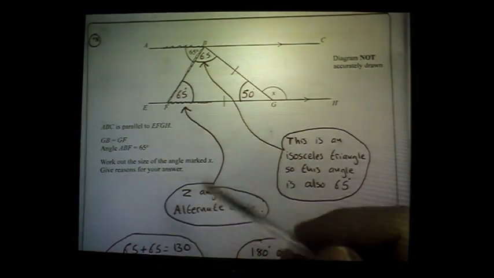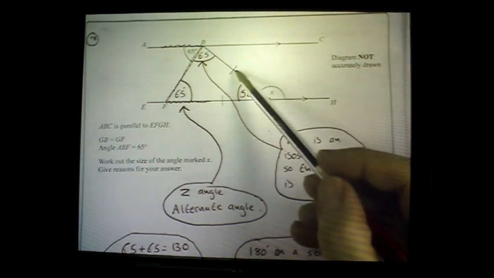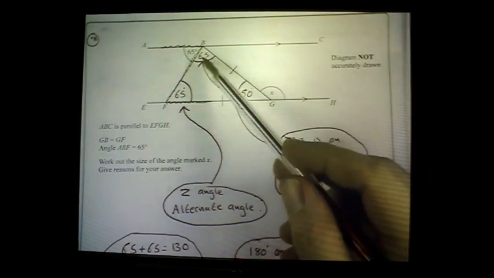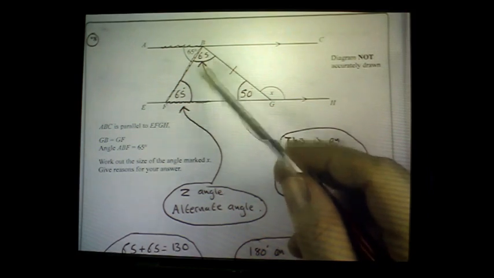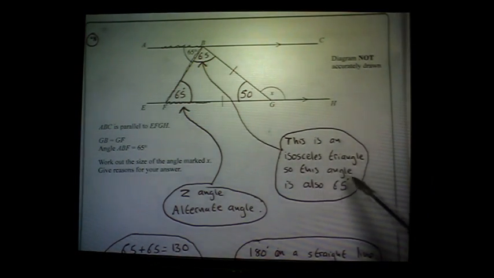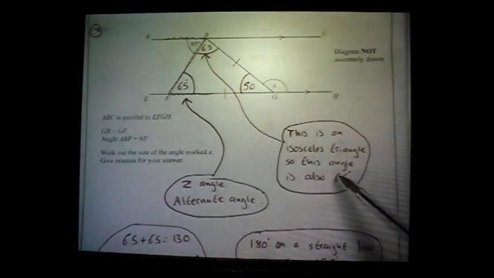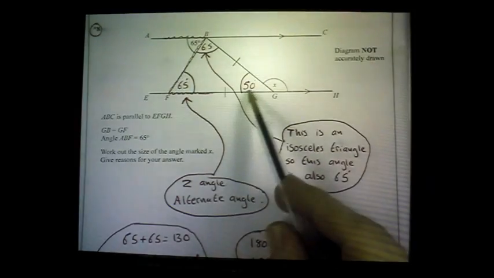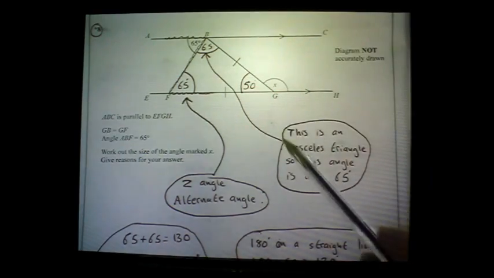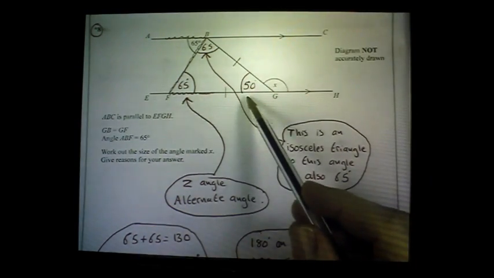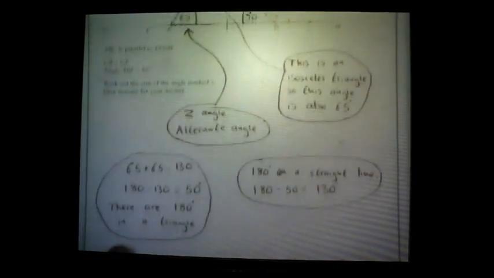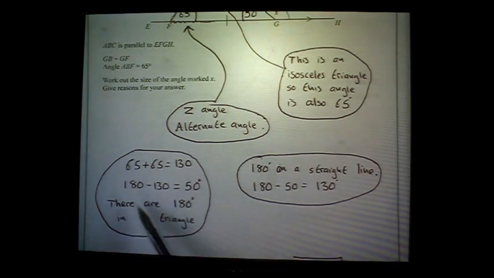The next thing I've spotted is this one here, because this is an isosceles triangle, so this angle and this angle must be the same. So this is an isosceles triangle, so this angle is also 65. Now, I can work out this angle here of 50 degrees, because there is 180 degrees in a triangle, so that would make that angle 50 degrees, and there are my workings for that one. Down there, and I've explained it, 180 degrees in a triangle.